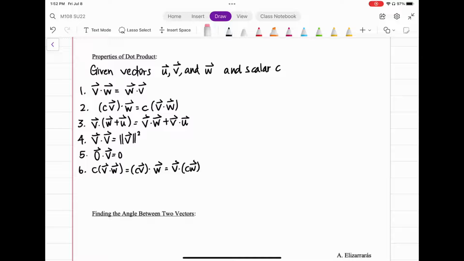Looking at these properties, number one is saying that the order in which you do the dot product doesn't matter. That's because you have the commutative property of multiplication: a1 times a2 is the same thing as a2 times a1. Property 2 is saying that if you take a scalar times a vector and then compute the dot product, that's the same thing as computing the dot product times the scalar, which is kind of like the associative property of multiplication. Property 3 is the distributive property. And property 6 also has that associative property component.